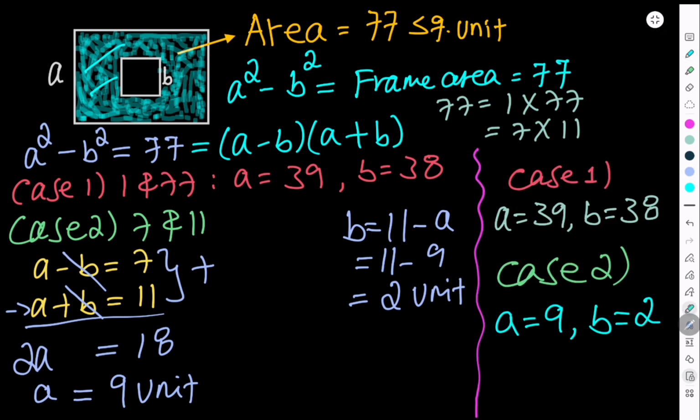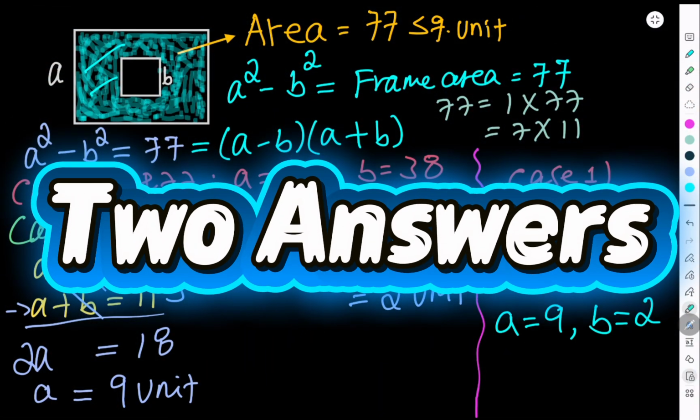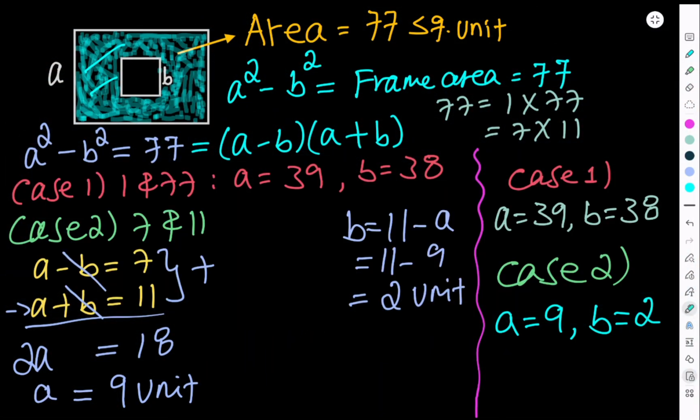And then we can see that from the first case we have the two dimensions to be 39 and 38, and from the second case the two dimensions are what? 9 and 2. Exactly two possible answers, right? But the question is, can we find out the same frame area of 77 square units when we use these two different cases? Let us check it.